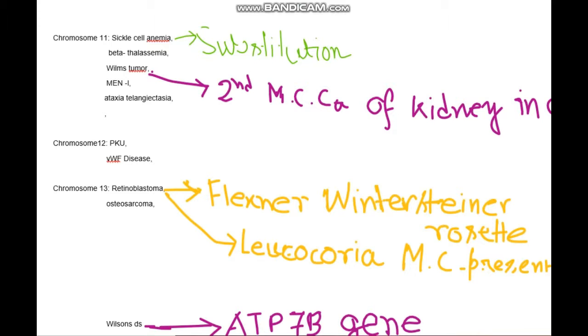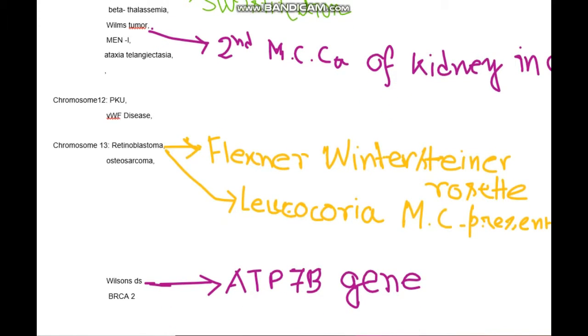Chromosome 12 is PKU, that is phenylketonuria. In phenylketonuria, sorry, I forgot to write here, what we can see is musty odor urine. And von Willebrand disease is a blood coagulopathy in which the factor is defective, so the extrinsic pathway of blood coagulation cannot occur, so it's an addition defect, and the bleeding time is increased in these patients.